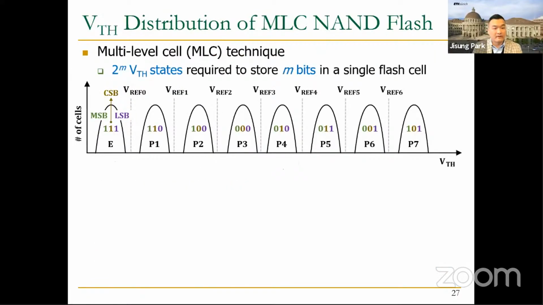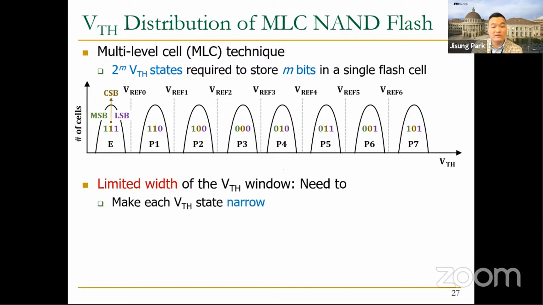Okay, and this is the threshold voltage distribution of a triple level cell, in short TLC, NAND flash memory, where a single cell can store 3 bits. So basically, to store n bits in a single flash cell, we need to make 2^n threshold voltage states. However, since the voltage window is limited, we need to narrow each threshold voltage state so that all the states can fit into the limited voltage window.